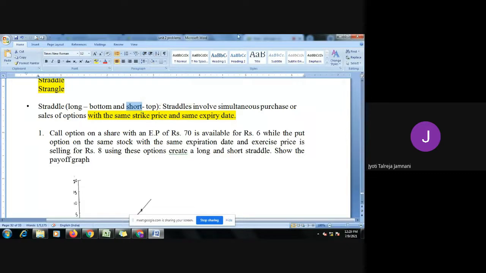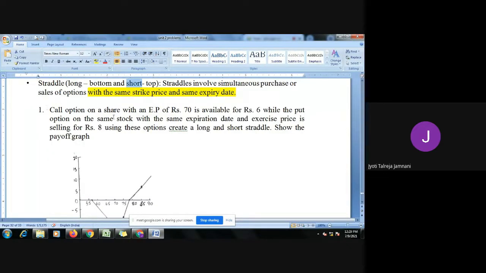Okay, let's see how the sum will look. A call option on a share with an exercise price of 70 is available for 6. This is nothing but your premium. While the put option on the same stock with the same expiration date and exercise price is selling at rupees 8. So 6 rupees and 8 rupees are the premium. Using these options, create a long and a short straddle, and show the payoff graphs. So how does a straddle look? How can we create it?